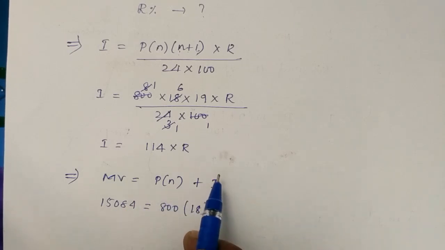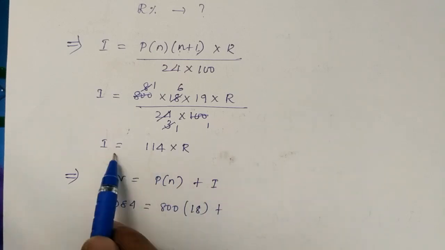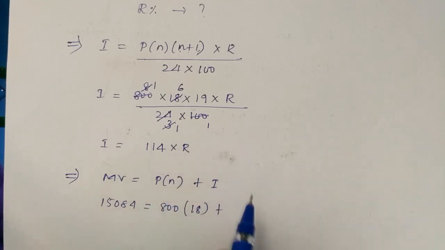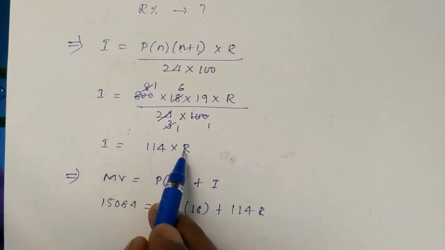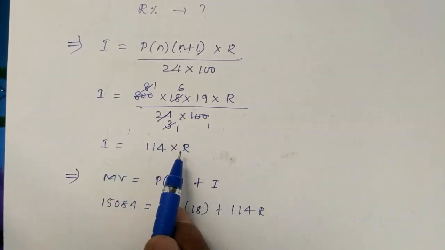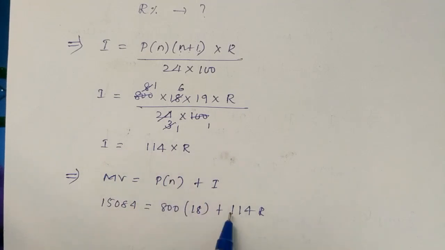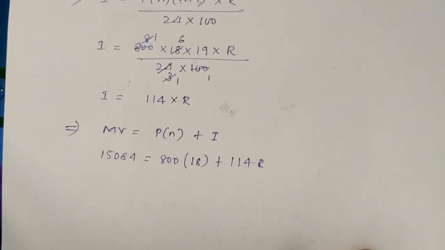I is also not given in the question, but from the first formula we got the answer. Look at it: I is equal to 114 R. Why can't we substitute 114 R in place of I? Because I means 114 R, which we have calculated from the first formula.